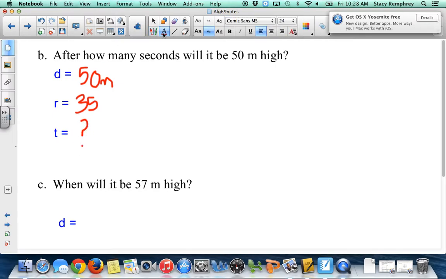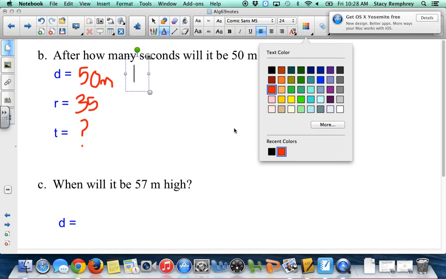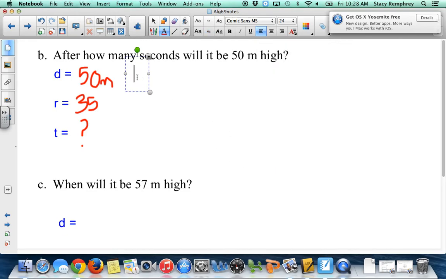So again, let's see, I'm going to fill in what I know. So my formula is d equals rt minus 5t squared. You can get that from the other side. So I'm going to fill in 50 for distance, 35 for rate. Okay? Now, when I look at this, I filled in everything.